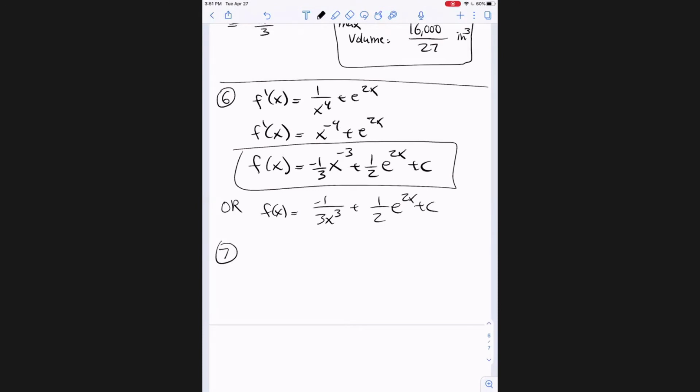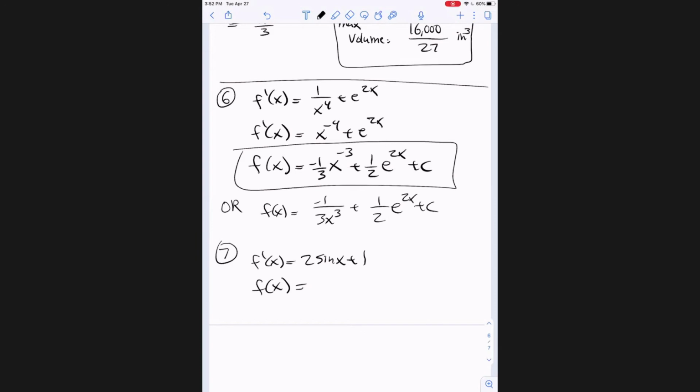Number 7, f prime of x is equal to 2 sine of x plus 1. What is the antiderivative of sine of x? Oh, I missed the questions here. Yes. Robert and, oh, how did you get the second? Oh, yeah. Omar, yeah, that's the question. Yeah, thank you guys for answering. Yeah, because the length and the width are both 20 minus 2x, so they're both 40/3.